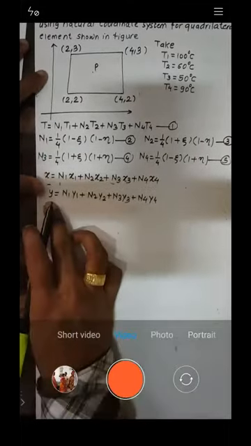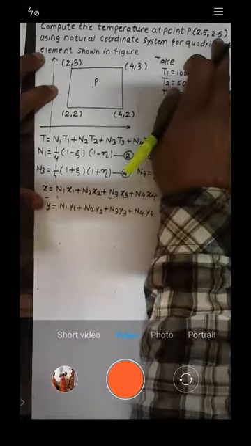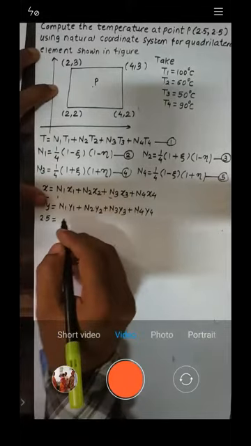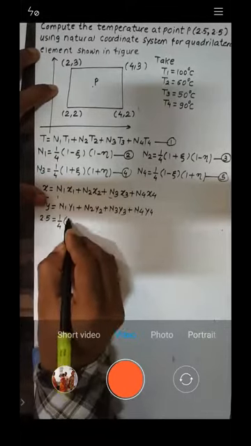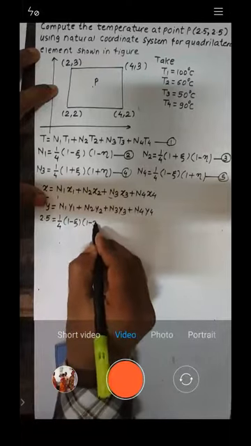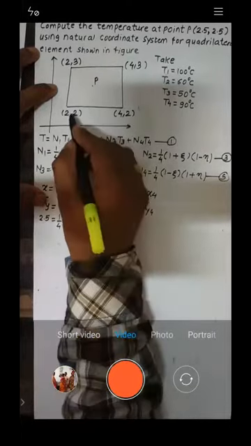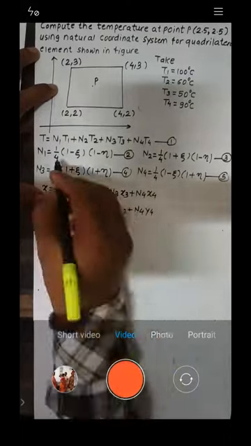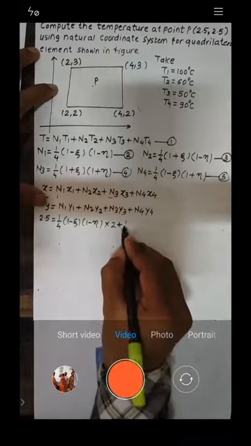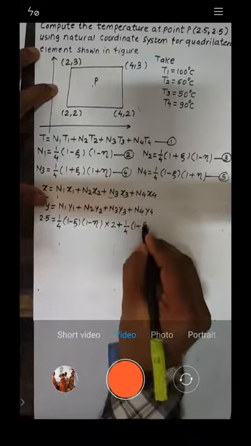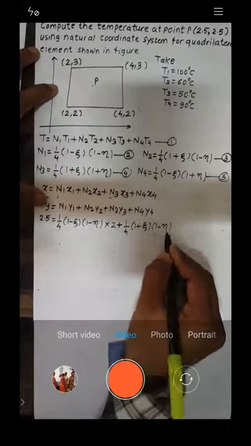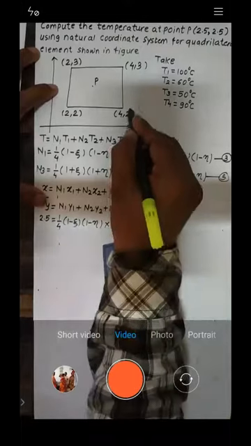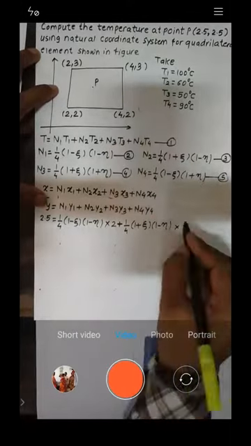Now let's start with the y coordinate of point P. It's 2.5, right? It's 2.5 is equal to n1. I need to write down the value of n1. That is 1 by 4, 1 minus zeta and 1 minus neta. That is n1 into y1. It's 2, right? It's 2 plus n2. What is the value of n2? It's 1 by 4, 1 plus zeta and 1 minus neta. This is n2 into y2. What is the value of y2? It's 2, right?